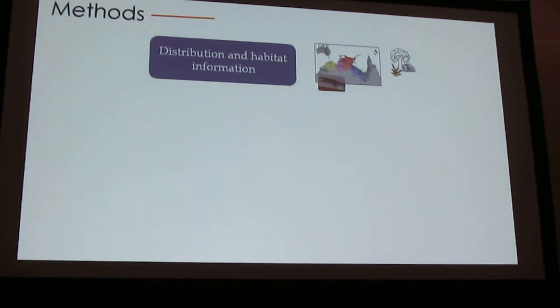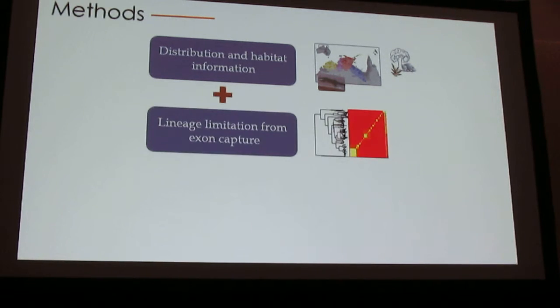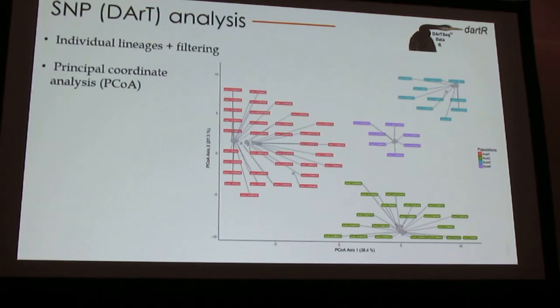So I collected information about distribution and habitat for all the species that I was interested in, and based on extensive data of mitochondrial and exon capture, we used some lineage delimitation programs like BPP to choose the species that I was going to target in my SNP sequencing using DArT, the Diversity Arrays method.